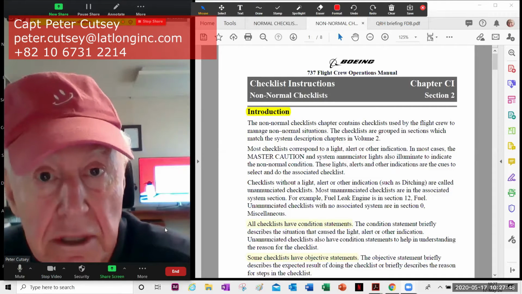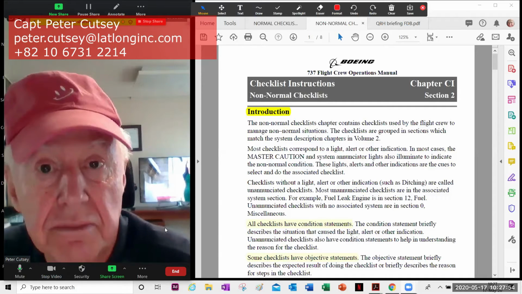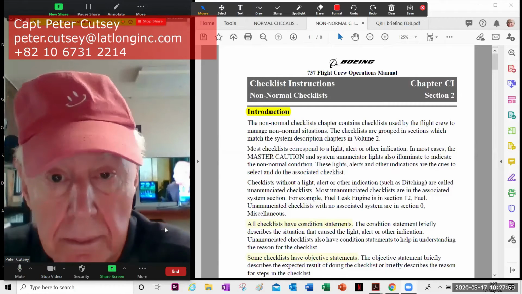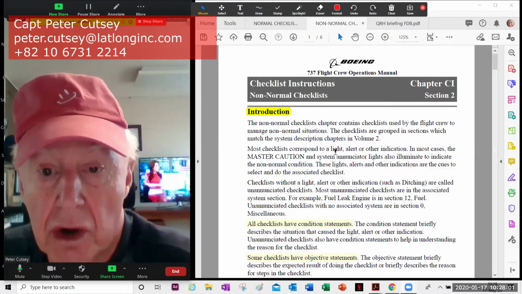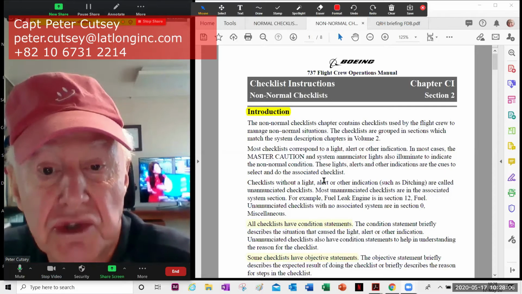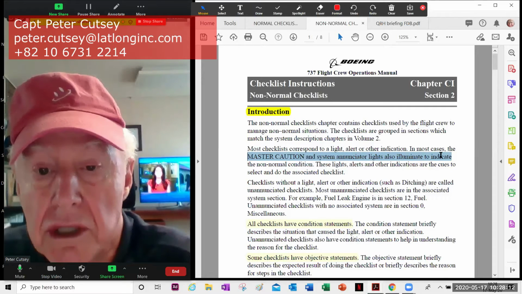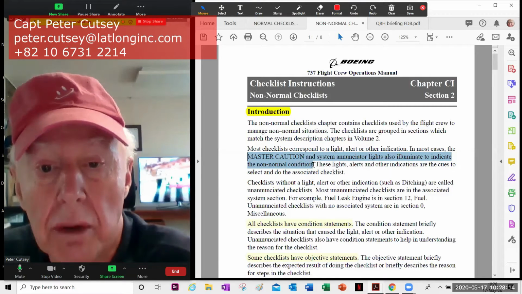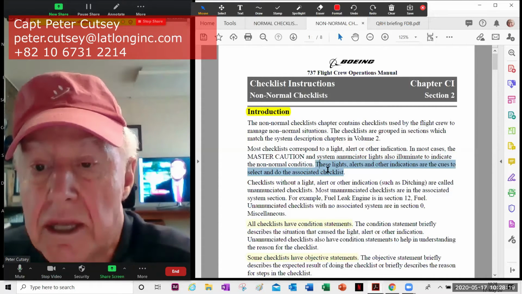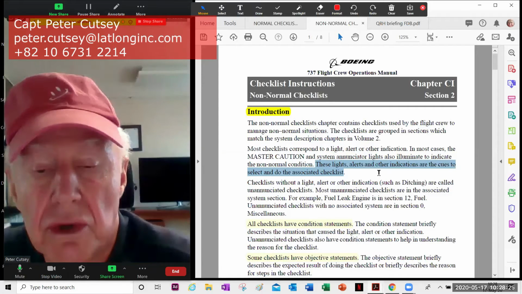In the last video, we covered normal checklists. In this briefing, we'll cover the non-normal checklist instructions. Most checklists correspond to a light, alert, or other indication. In most cases, the master caution and system annunciator lights also illuminate to indicate a non-normal situation. These lights and alerts and other indications are the cues to select and do the associated checklist.